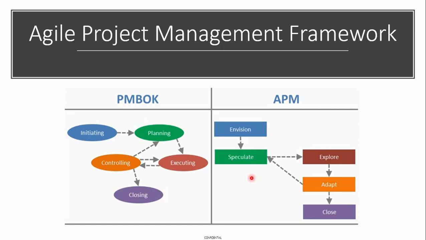So the color denominates each process. The initiation process is called the envisioning process here in Agile project management. The planning process is called the speculate process. We will come in a little bit in detail. Executing, as you know, is also known as the explore method, and controlling, the orange goes to orange, is called the adapt process, and close is close.